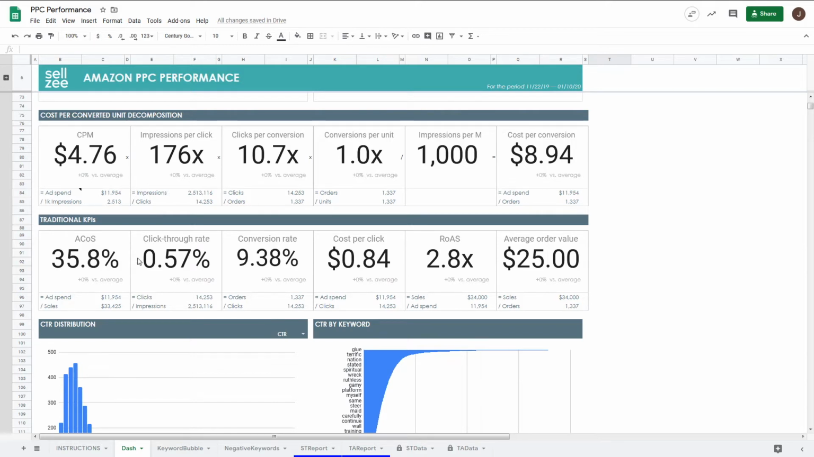Most people talk about them using the traditional ones that are intuitive or easier to communicate with other people. These ones under traditional KPIs. So things like ACOS, click-through rate, conversion rate, cost per click, that type of thing. Now, let's start with ACOS. Let's talk about that for a little bit.